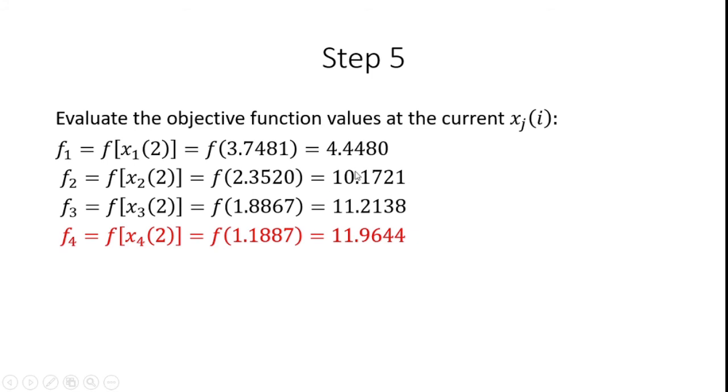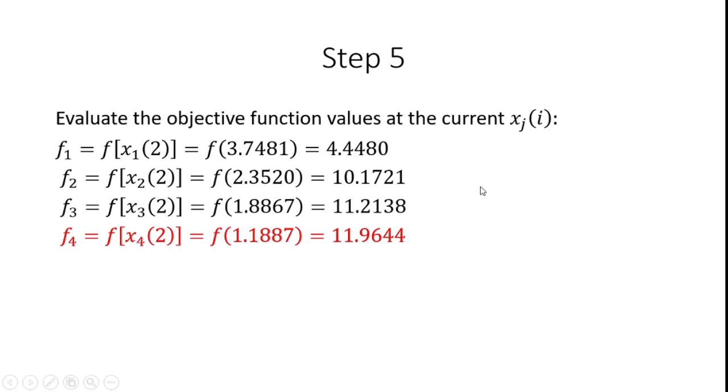Likewise, I substitute each and every variable in the corresponding objective function equation. I get 4 different objective function values with respect to my considered population size of 4. Okay, from this I again compare the 4 values. From these 4 values, 11.9644 is the maximum, so I choose 11.9644 as the G best and the corresponding variable as the input neighborhood point. But the P best values are 4.448 and 10.1721. The corresponding P best X values are 3.7481 and 2.3542.